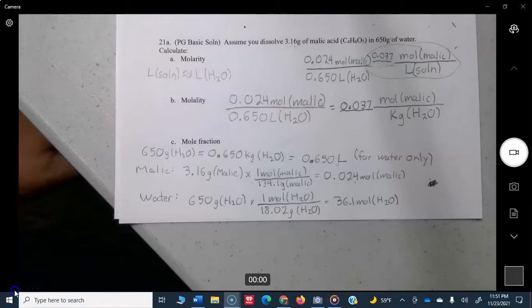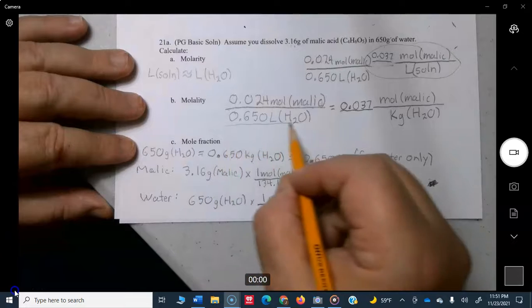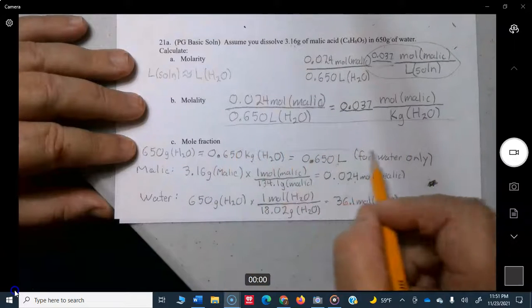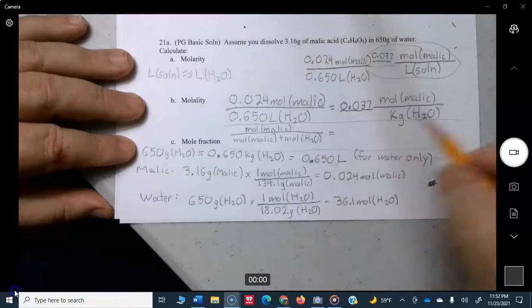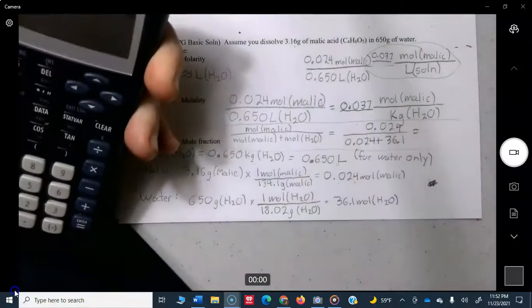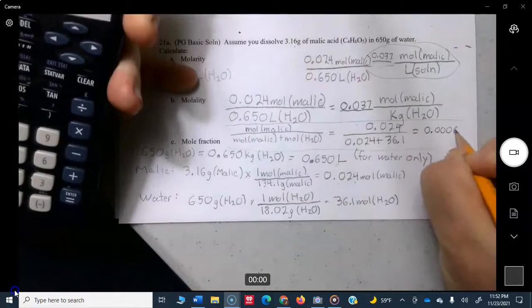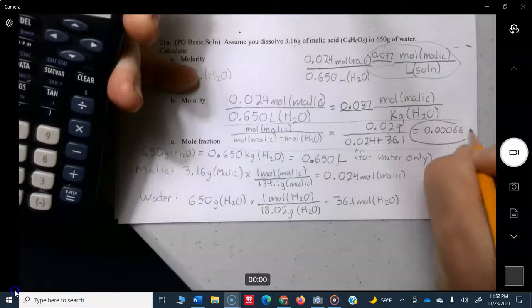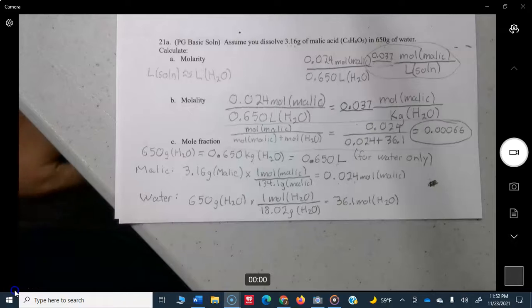Okay, mole fraction. So I'm going to try to see if I can find a little space for this. Let me draw a line like that and a line like that. I'm going to squeeze it in here, so it's moles. Okay, and we figured out all of that down here. And we get it right there. So that is the mole fraction of malic acid. So it's a very, very small amount there.